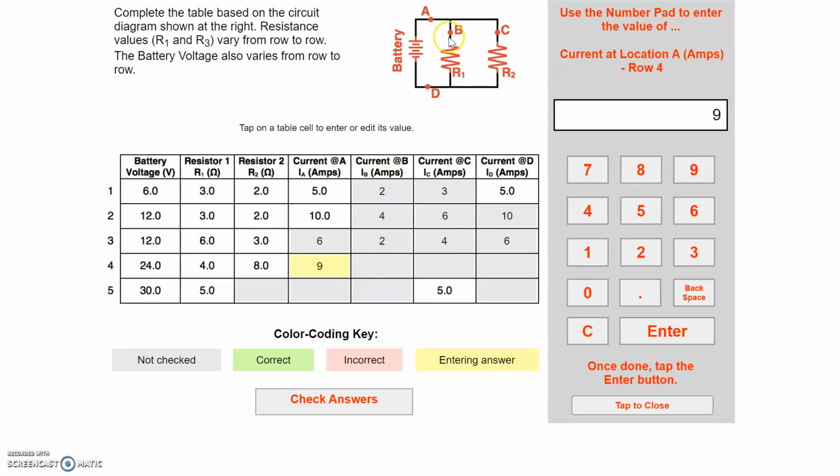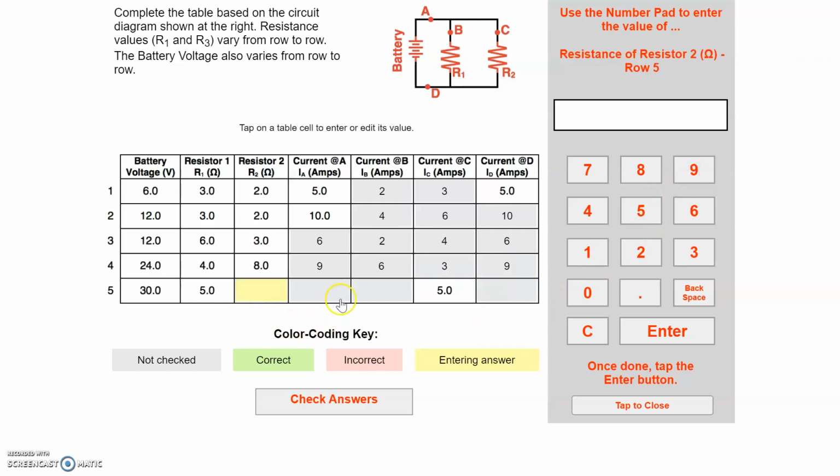Now you can look at the current at B and C. So 24 divided by resistor 1, 24 divided by 4 is 6. That's how much current is going through B. And 24 divided by 8 is 3. That's how much current is going through resistor 2, point C. And again, going back into the battery, you still have 9 amps.